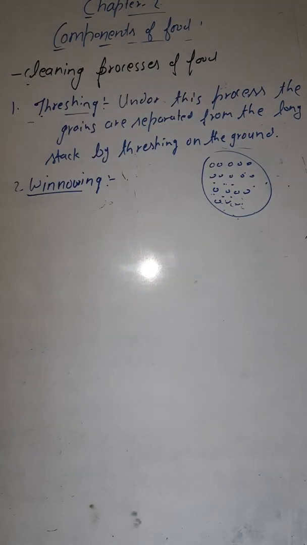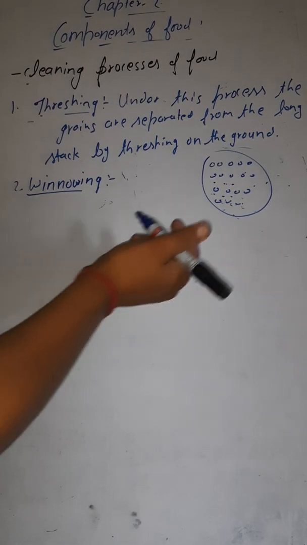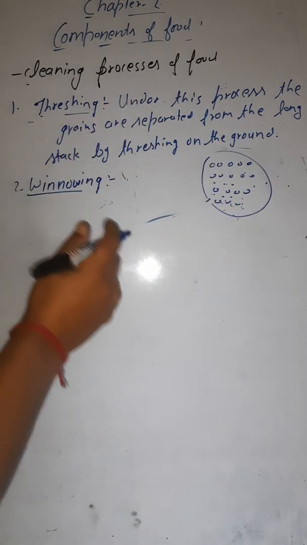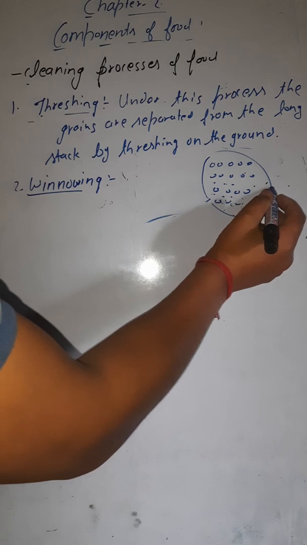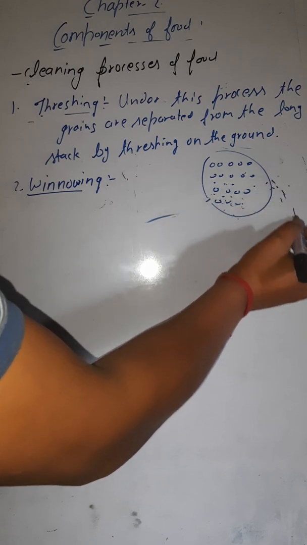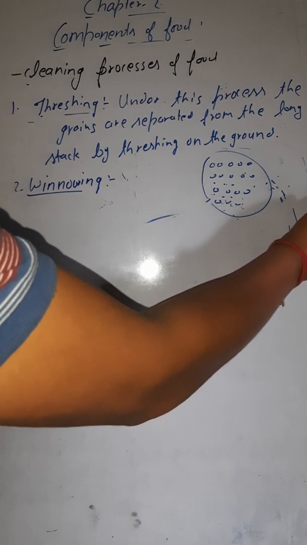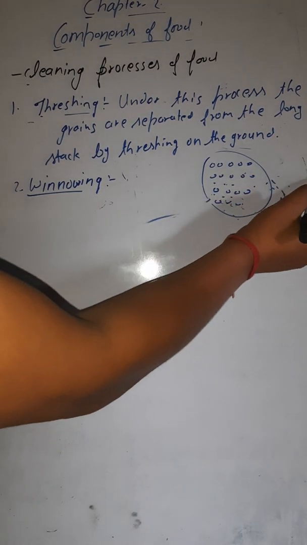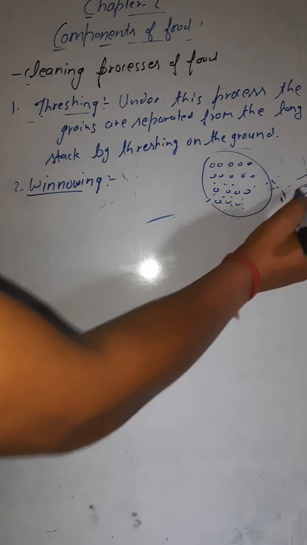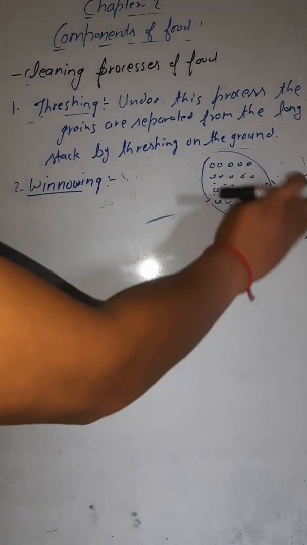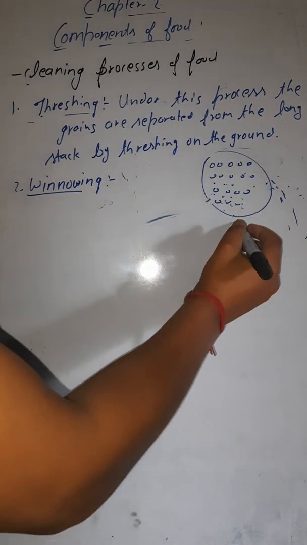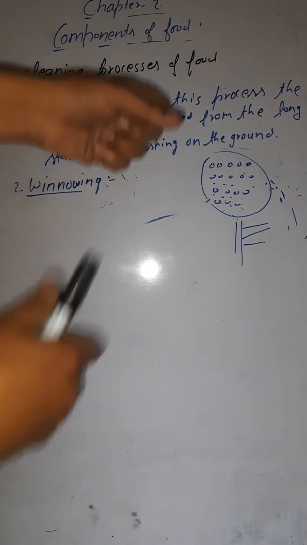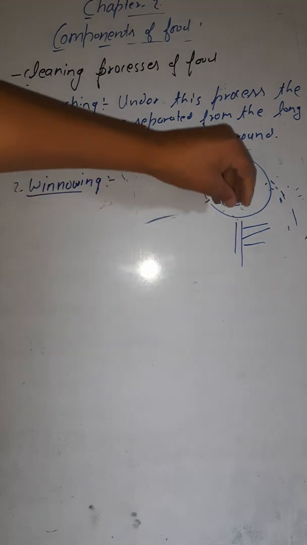So how would you separate this? We will separate these by taking the grain on a dish, let's say this is the dish, and slowly we throw it on the ground. From here we blow the air. Let's say we are blowing the air from here, by taking, let's say, a fan here.